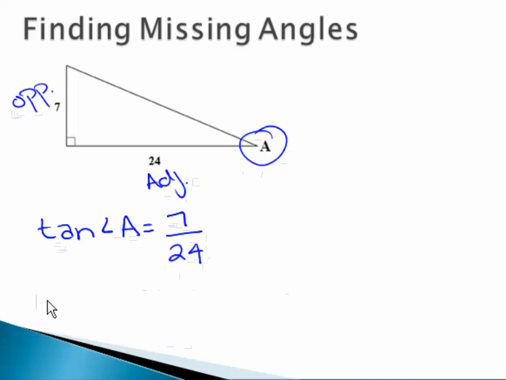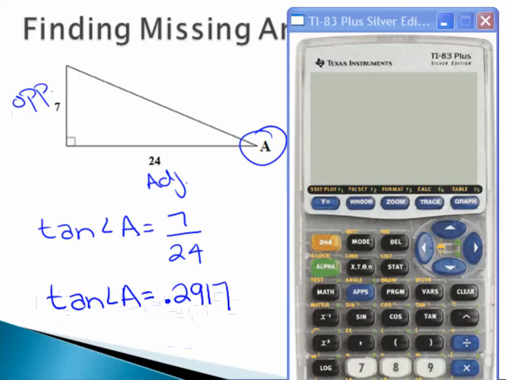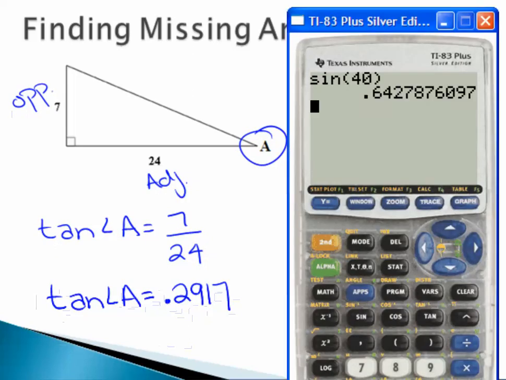If you're using your table, you would divide out 7 by 24 and see that tangent of angle A is equal to 0.2917. Scroll down your table until you see that number in your tangent column, and then look what angle that corresponds to. However, if you have a calculator, you can do it this way.